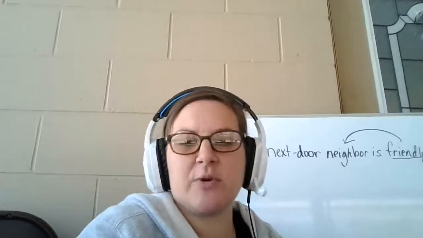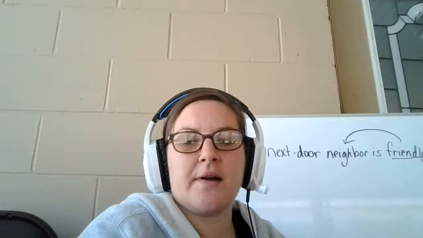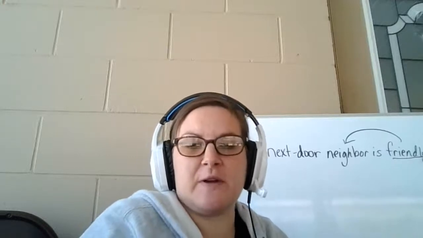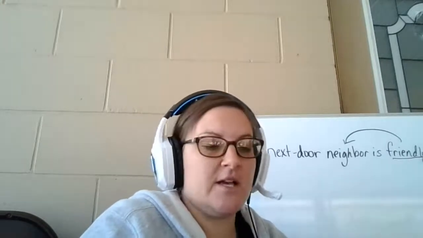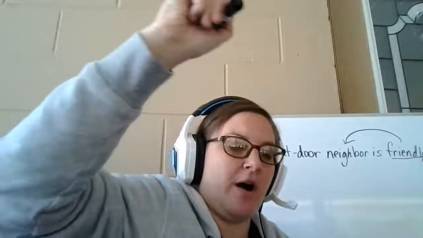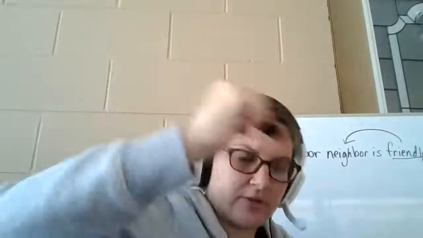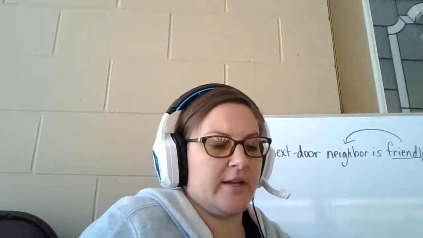Number eight, the crackers in the tin are crisp. Can crackers be crisp? Yes. So you're going to start at crisp and you're going to draw an arrow all the way to crackers. Crisp to crackers.